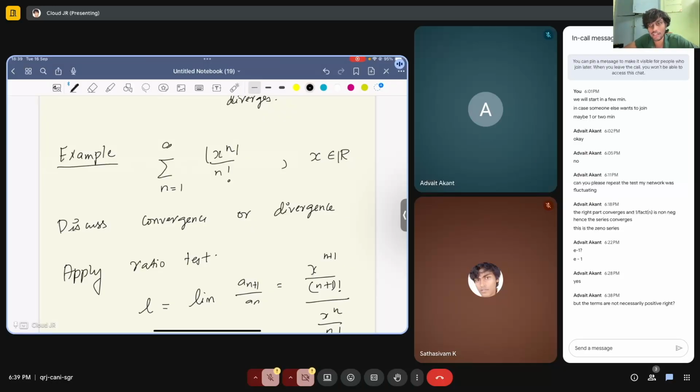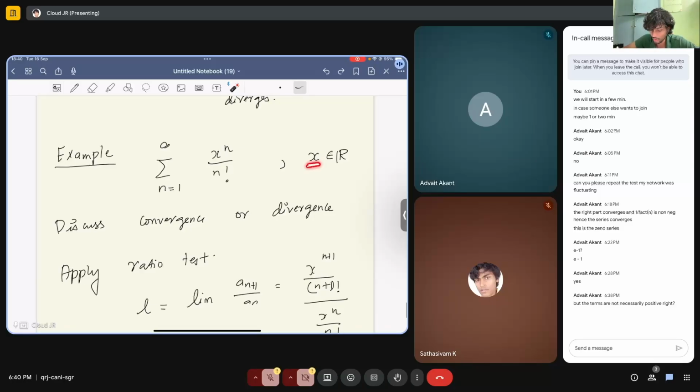There is something called absolute convergence and conditional convergence. If a series is absolutely convergent, then it will always be convergent. So if x is negative, you apply the modulus. Instead of taking x power n, you take the modulus of this. That is called absolute convergence, and you can use the ratio test to compute the absolute convergence. Once a series is absolutely convergent, it will be convergent.